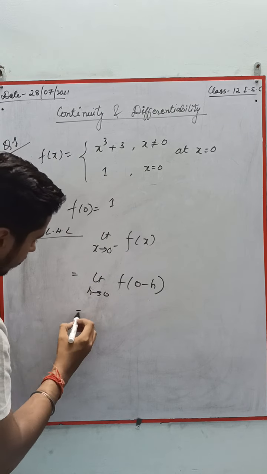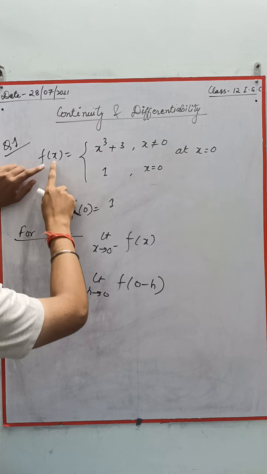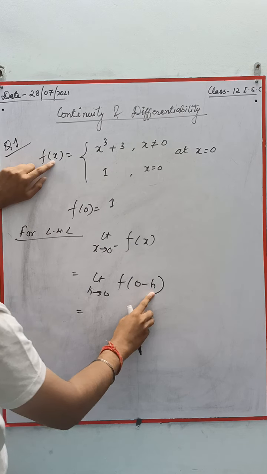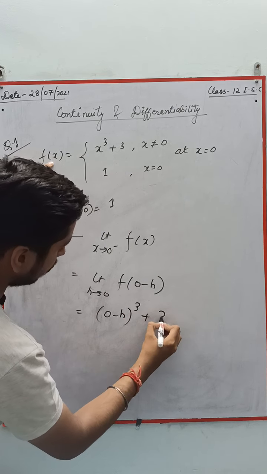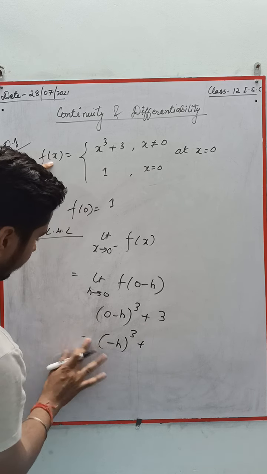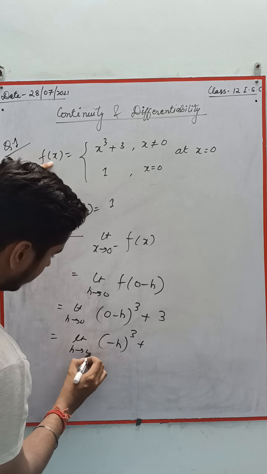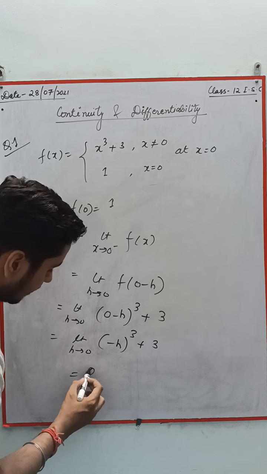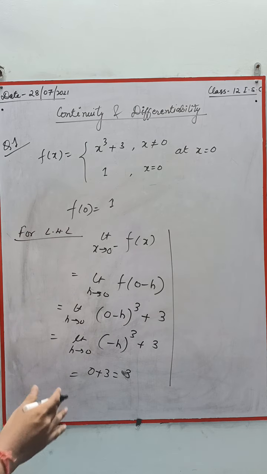Then we have f(x) as x cube plus 3. So at every value of x you have to put 0 minus h. So it will be (0 minus h) the whole cube plus 3, which is nothing but minus h cube plus 3. Wait, I have not written the limit. Limit h tends to 0 of minus h cube plus 3. Now apply the proper limits. What we will get? 0 plus 3, we will get 3. I hope this section is clear to you.